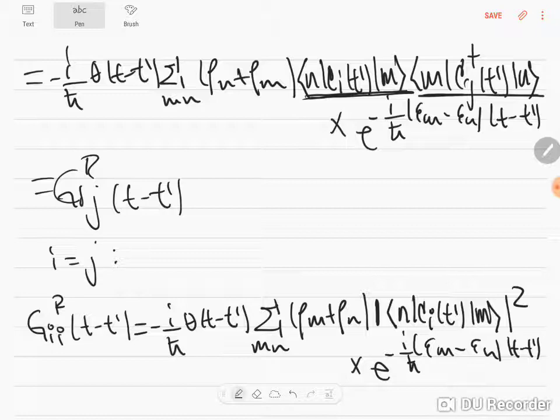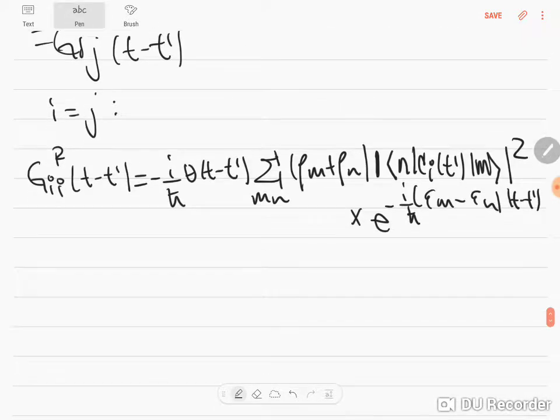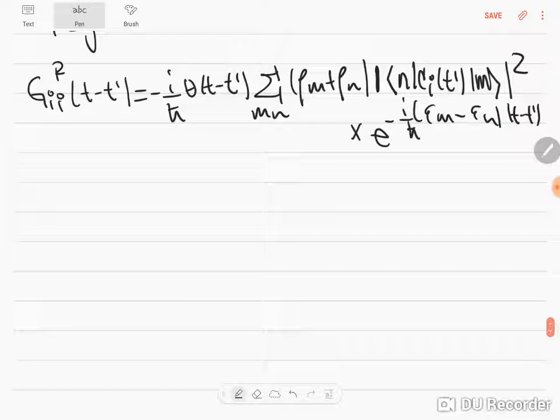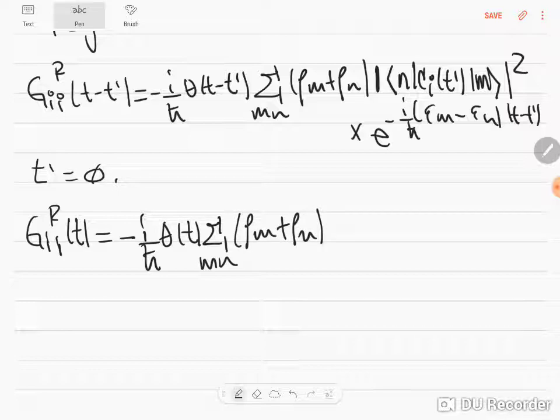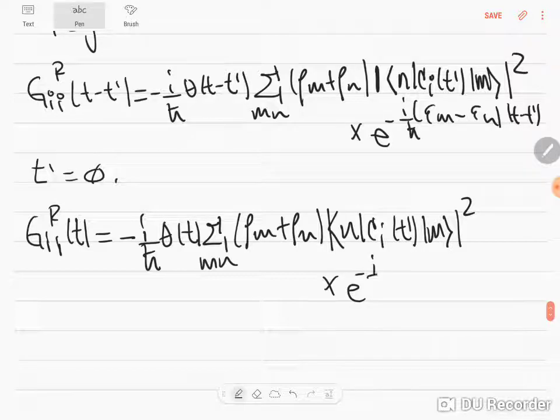Now we're going to assume what we discussed in the very beginning of the lecture, that t prime is 0. So what happens if t prime is 0? I write G_ii retarded of t equal to minus i over h bar theta of t, summation over m and n, rho_m plus rho_n, sandwich of c_i between the bra of n and the ket of m, all of that squared, so that's a probability, times e to the minus i over h bar (E_m minus E_n) (t minus t prime).